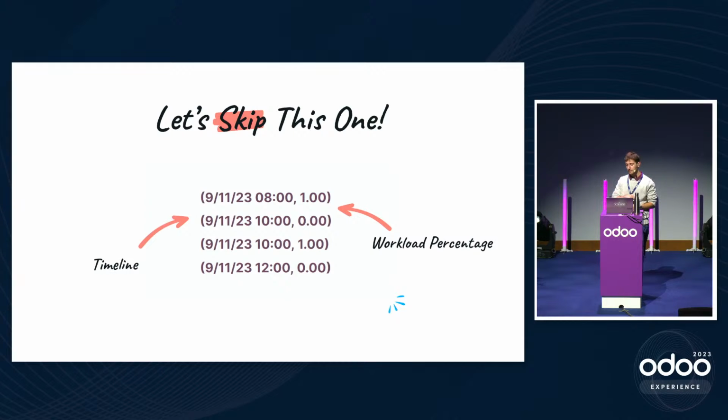So in the first tuple, at 8, 100% of the resource's workload should be at a shift, and then that goes to 0 at 10 because the shift ends then. But then again at 10, it goes back to 1 because the resource does the second shift, and then at 12 it goes back to 0 again because the second shift has ended.